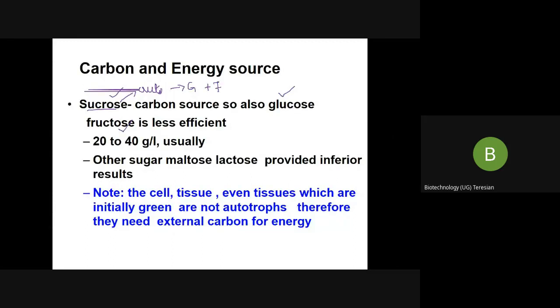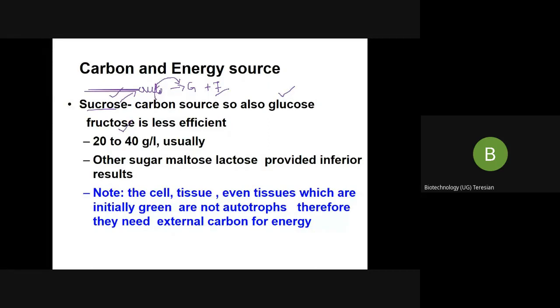So when I'm adding such autoclaved sucrose to the media, it has been observed that the cultures immediately take up the glucose first, indicating that glucose can be more easily absorbed by the cultured plant than fructose. This is an important point they have noted. So first the glucose is used, and when all the glucose in the medium is finished, only then do they use the fructose.